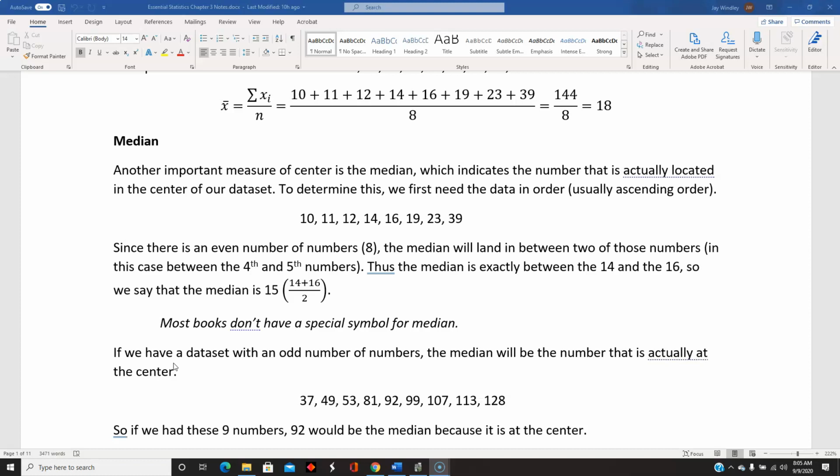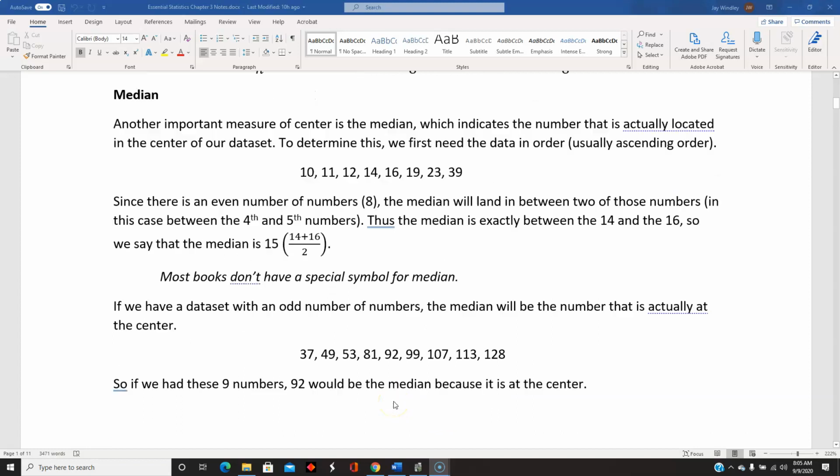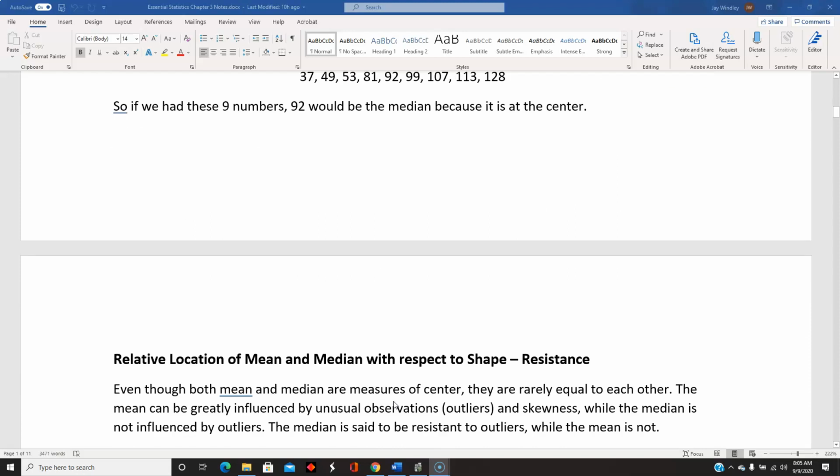If the data set has an odd number of numbers, then the median, instead of landing in between two of the numbers, will actually be one of the numbers. So in this case, with 9 numbers, the number 92 is actually in the center, and there's 4 numbers below it and 4 numbers above it. Okay, so sometimes the median is one of the numbers and sometimes it lands in between 2 of the numbers.